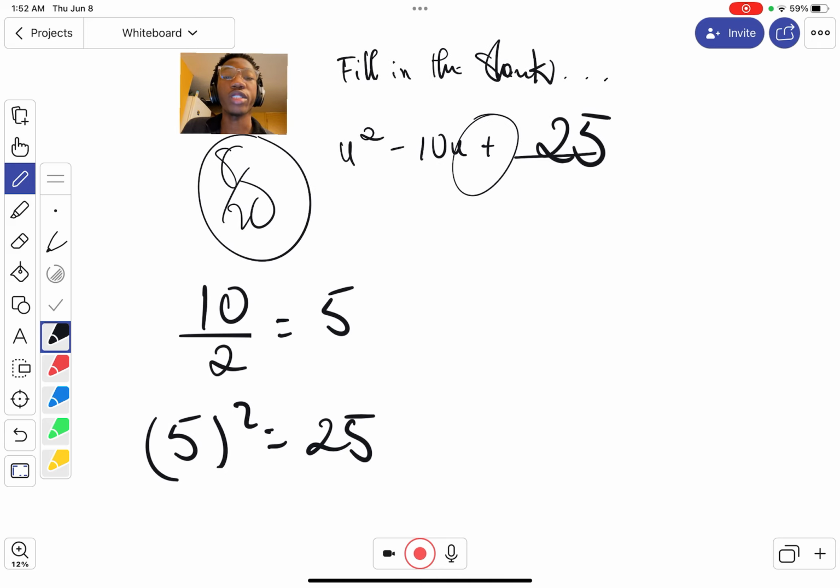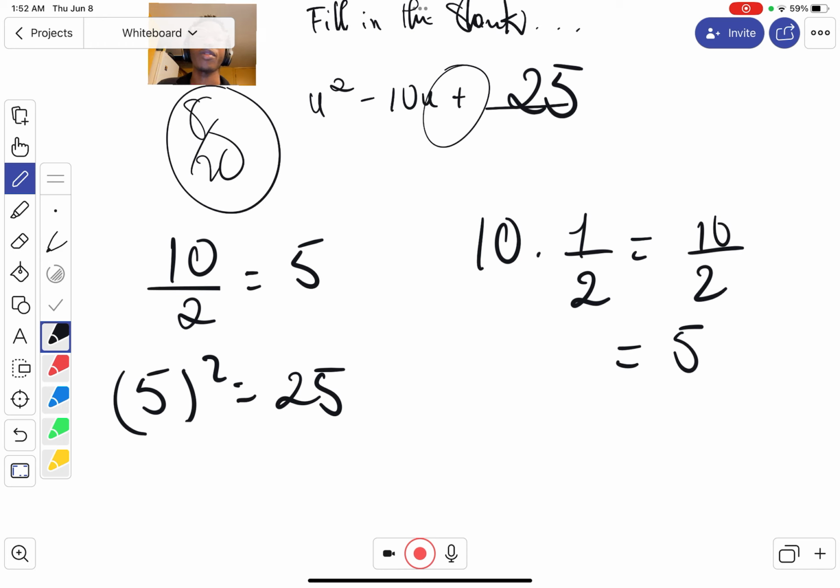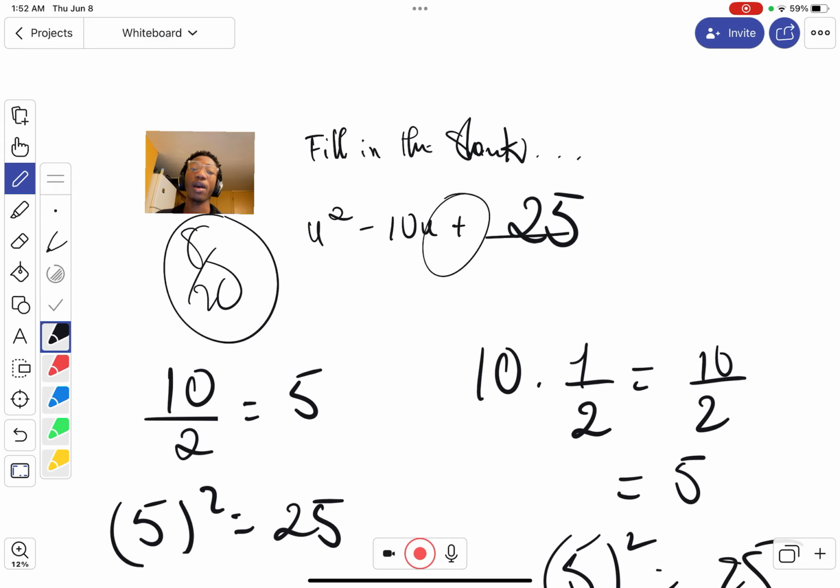Or you can multiply it by 1/2. It's going to be the same thing. Multiplying by 1/2, it's 10 by 1/2, which is equal to 10 divided by 2. 10/2 is equal to 5, and you square the 5, and it's still equal to 25. So you have two options. You can either divide the 10 by 2 or multiply it by 1/2, and then square the result to get the last term that they are asking you for.